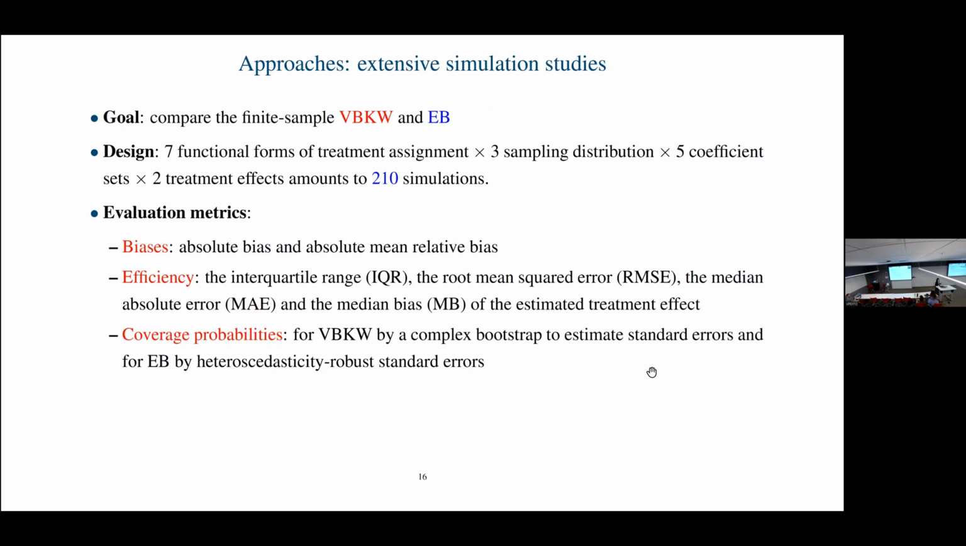Here, the goal is to compare the finite sample performance of vector-based kernel weighting and entropy balancing. The paper takes a factorial design for the simulation. It compares 7 functional forms of treatment assignment, 3 sampling distributions, 5 coefficient sets, and 2 treatment effects. So all the combinations amount to 210 simulations. This is a lot. The evaluation metrics are bias, efficiency, and also coverage probabilities.